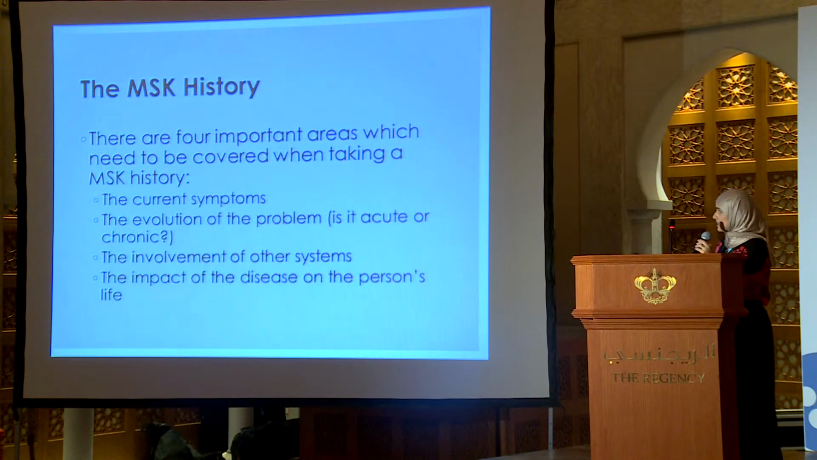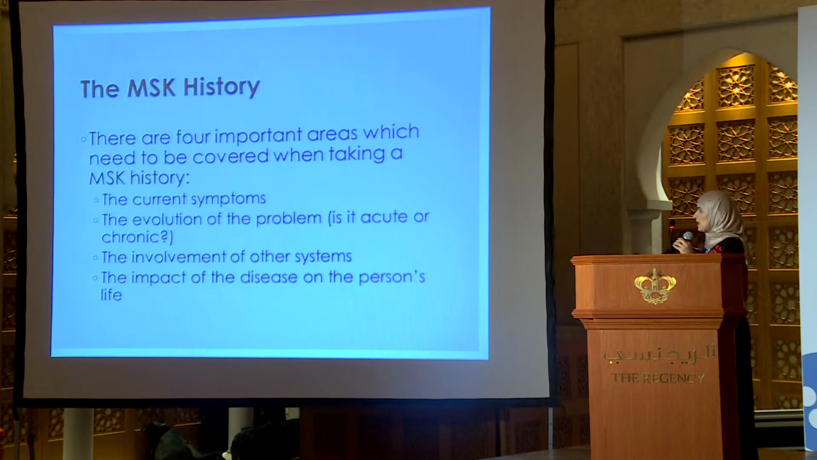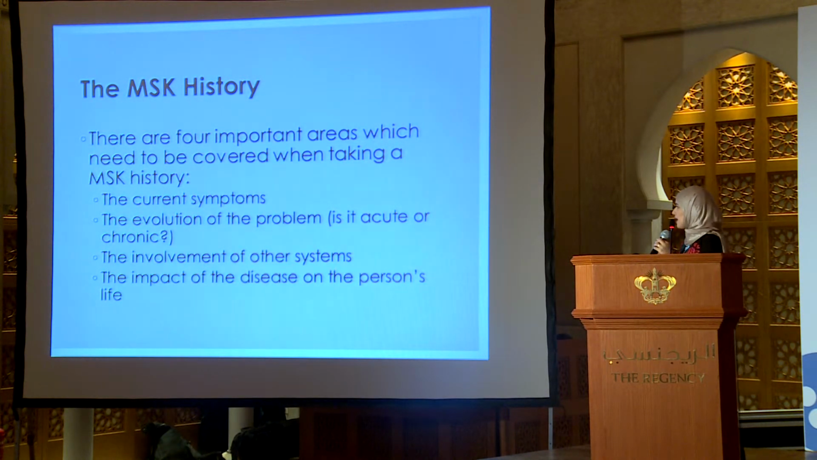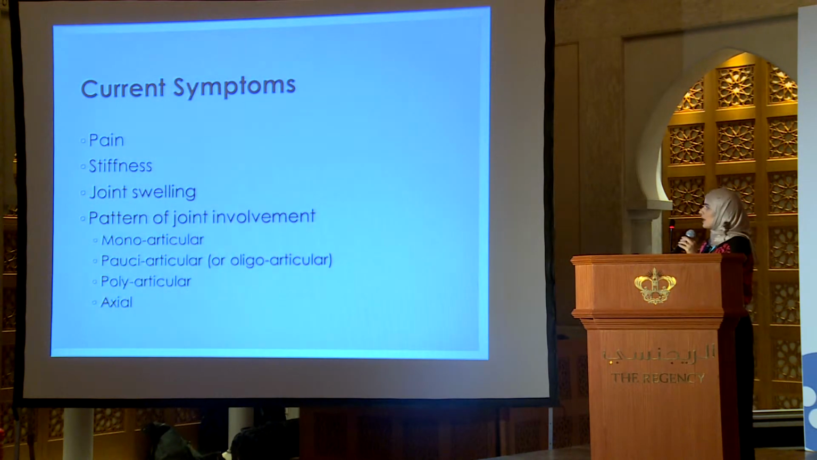Coming to MSK history, there are 4 important areas which need to be covered: the current symptoms, the evolution of the problem, whether it is acute or chronic, the involvement of other systems, and the impact of the disease on the person's life. Regarding current symptoms, most of our patients come with pain, so you have to ask more about pain.